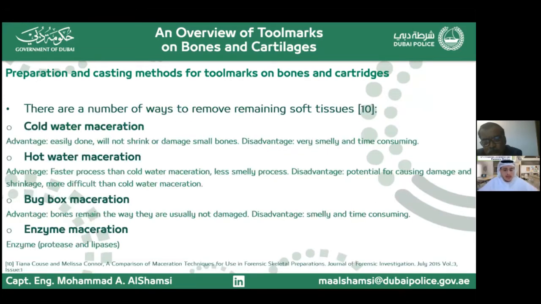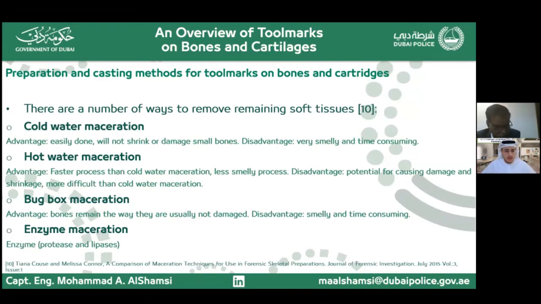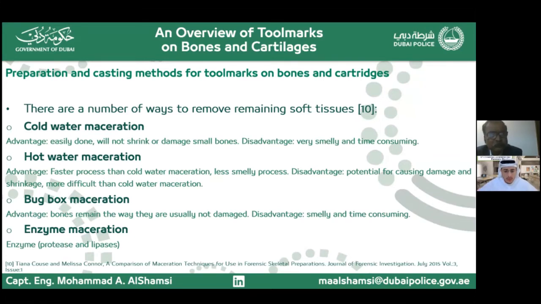And the reason behind this is sometimes we see marks that are better before maceration, and sometimes there are marks that are better after maceration. And we will have a look at two, three examples after this. There are four main types of maceration. Cold water maceration, which basically you're leaving the bone inside a plastic container or a bucket of water, and you leave it there to deteriorate or remove these soft tissues and clean itself.